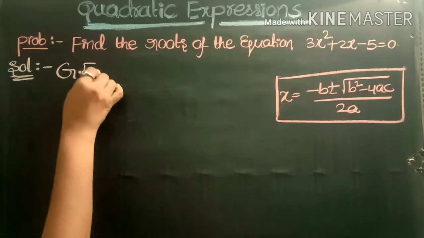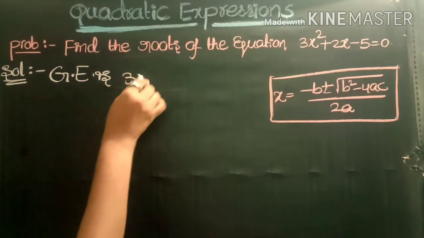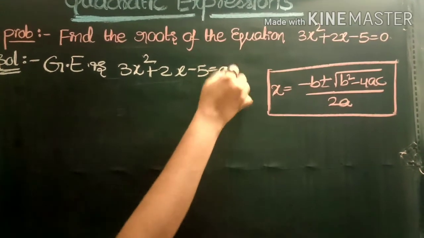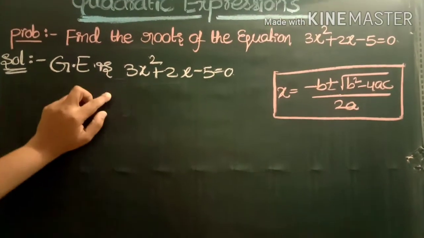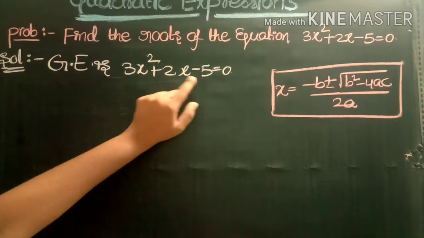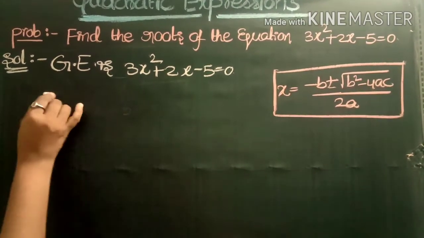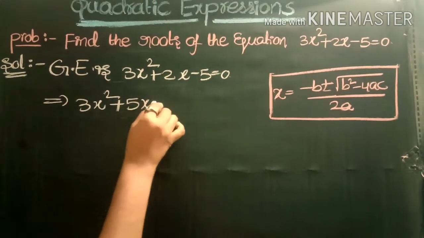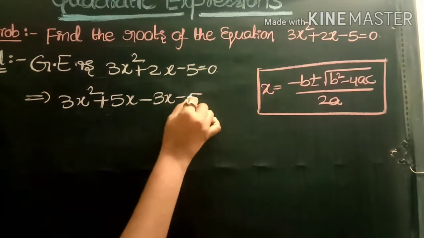Given equation is 3x square plus 2x minus 5 equals to 0. We can solve this problem by using any one of the methods. Here I take the factorization to solve this problem. So what are the factors? 3 into 5 is 15, minus 15, and this value is equal to 2. So the factors are taken as 3x square plus 5x minus 3x minus 5.